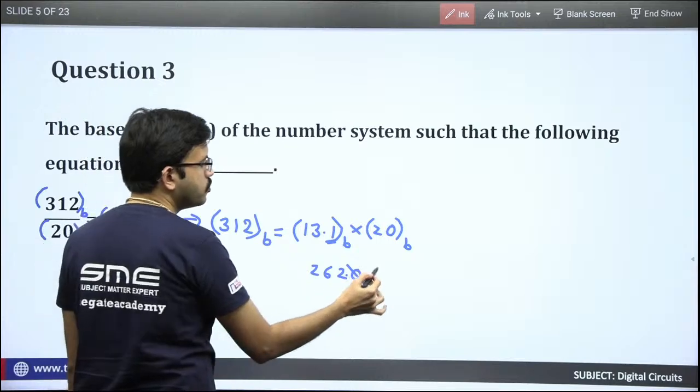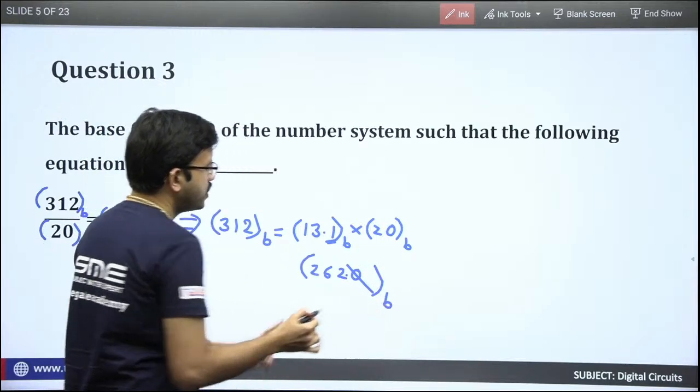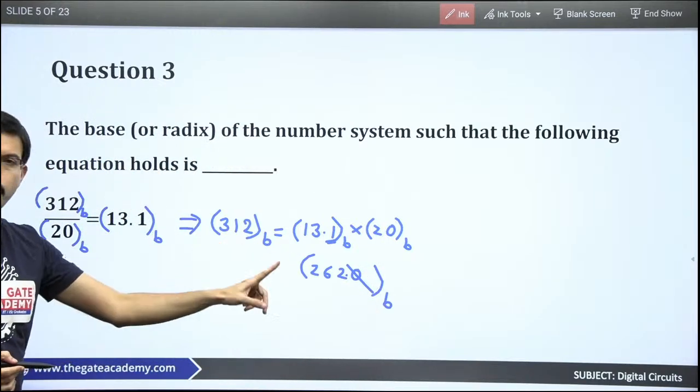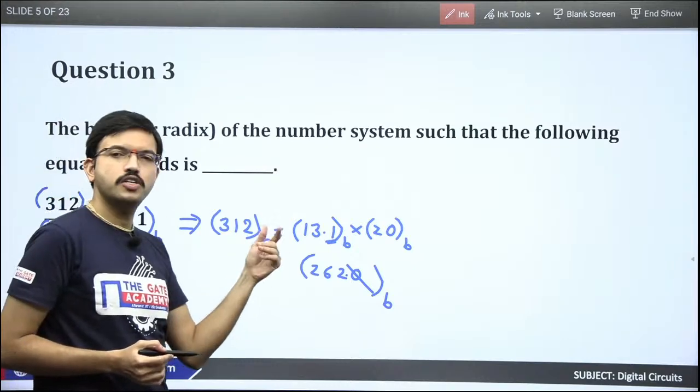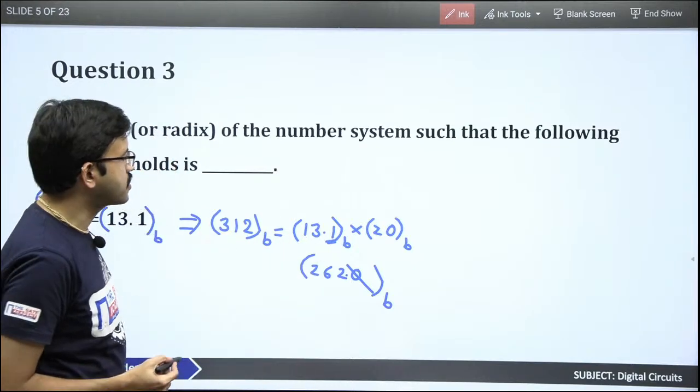You are getting 262 base b. But this number is not matching this one. So obviously the base value is not equal to 10. It will be something else, right?